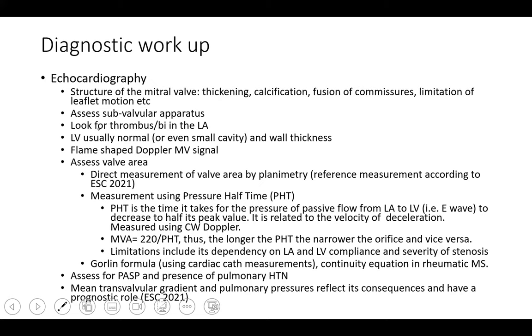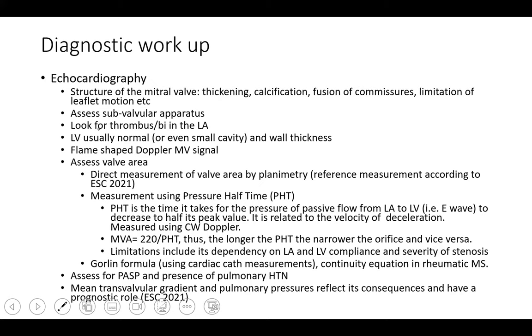We remember our Bernoulli equation, which is also relevant here. And we use continuous wave rather than the usual pulse wave interrogation that we do of the mitral valve to make this measurement. And basically, mitral valve area equals 220 divided by the pressure half time. Therefore, the longer the pressure half time, the narrower the orifice and vice versa.